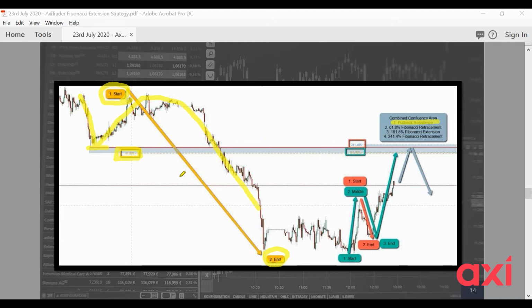Now, we have a 61.8 retracement. If you do another retracement, starting point to ending point, we have a 241.4% retracement. You do a Fibonacci extension, starting, middle, end, you have a 161.8. So the combined area has pullback resistance, 61.8 extension, 161.8 extension, 241.4 retracement, all of it lining up very nicely over here. A Fibonacci confluence strategy would require you to play the reversal from there.